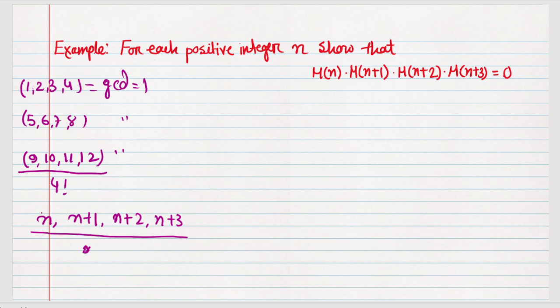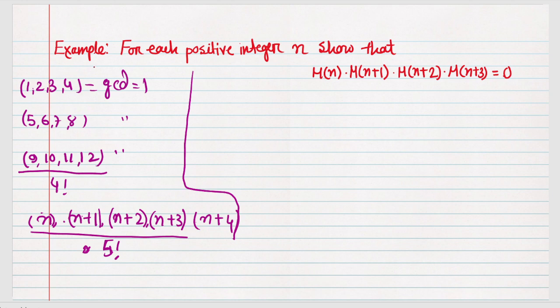Actually here we have 1, 2, 3, 4 numbers, then it must be divisible by 4 factorial. And if we take another number, n plus 4, then it will be divisible by 5 factorial. That means we have a theorem in our basics of number theory: if we take any n number of positive integers and find their product, then it must be divisible by n factorial itself.